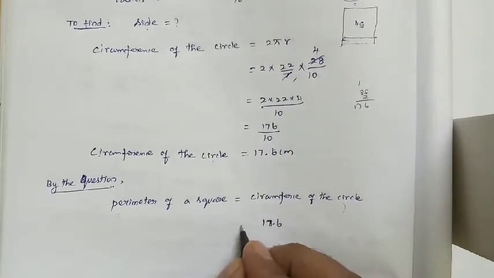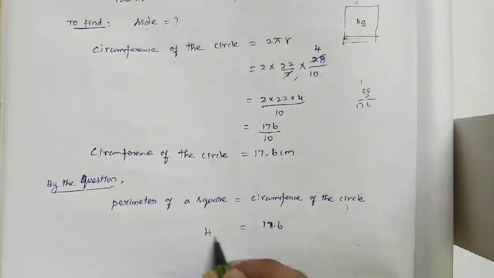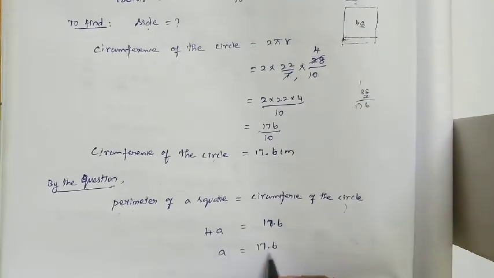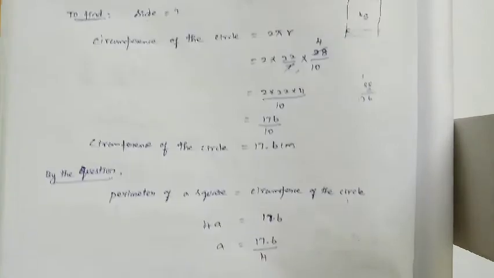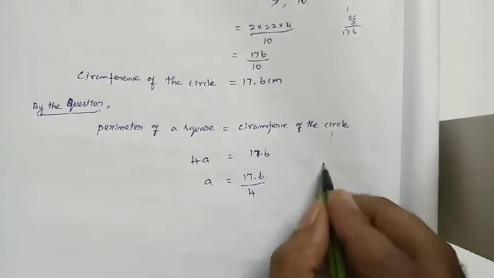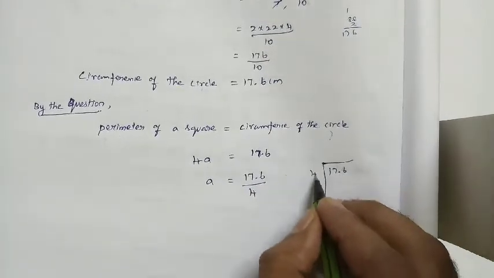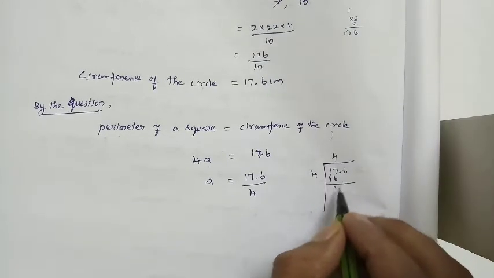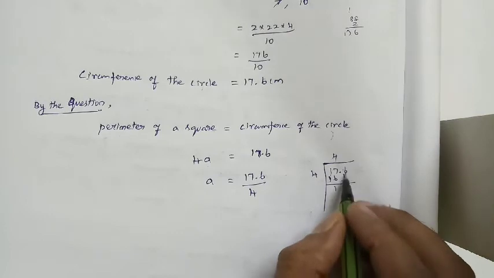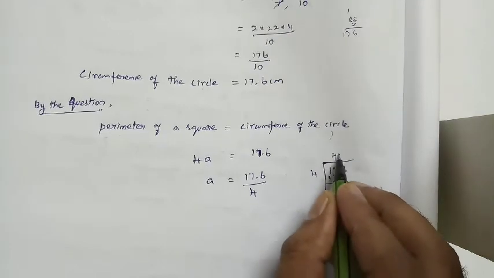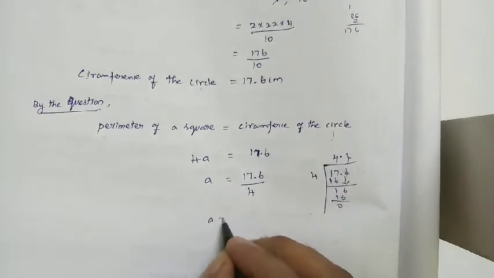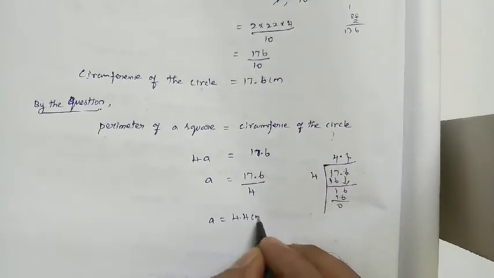17.6 is equal to, what is the perimeter of a square formula? 4a, right? Taking 4 to the RHS, then a is equal to 17.6 divided by 4. Using the long division method, how many times is it possible? 4 times. 4 4s are 16, so 1 balance, taking 6 down. 6 is the decimal value, putting a point. 4 times 16, so 0. So a is equal to 4.4 centimeter.